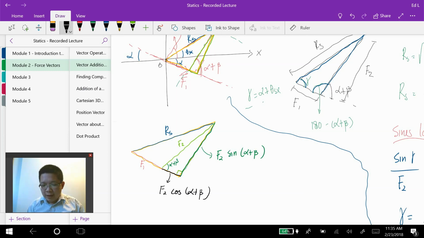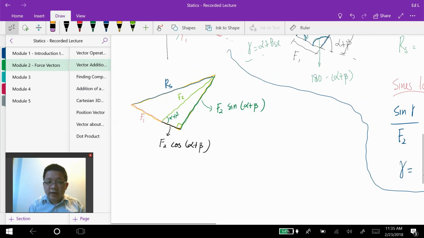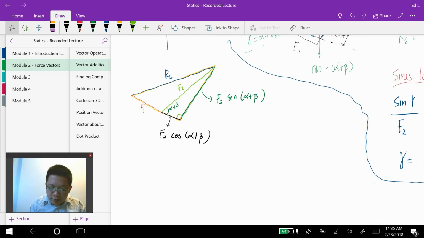Alright, so right now we can calculate Rs by applying the Pythagoras theorem, right? So basically the side that we are looking at right now is this side, right? And then this side, right? And then the combination of these sides right here, right? So let's do that.